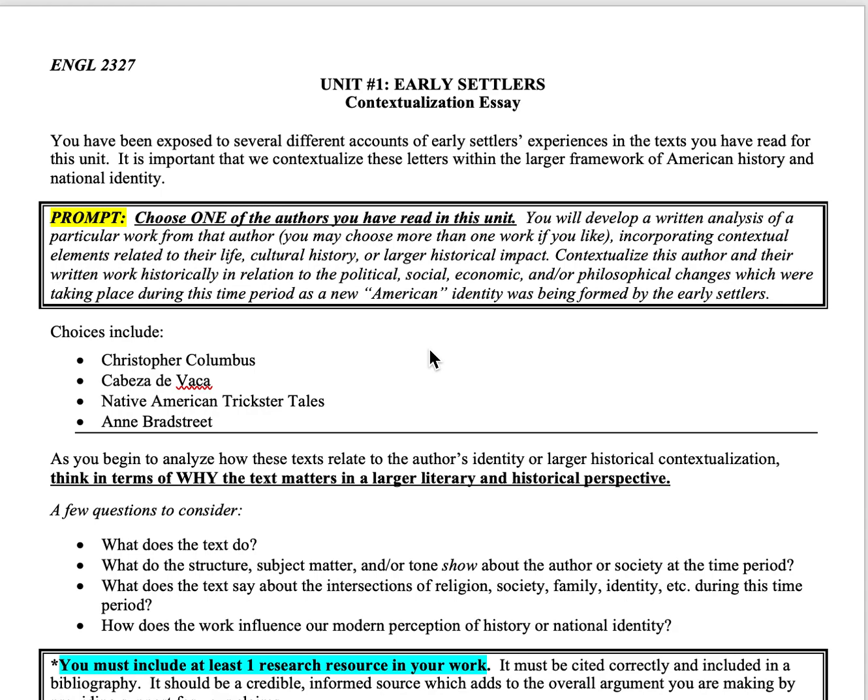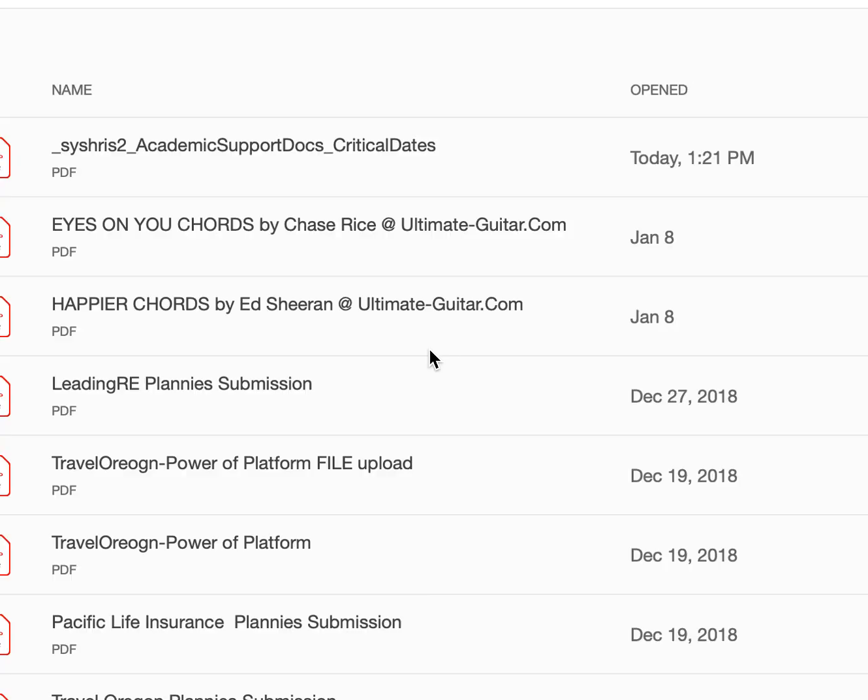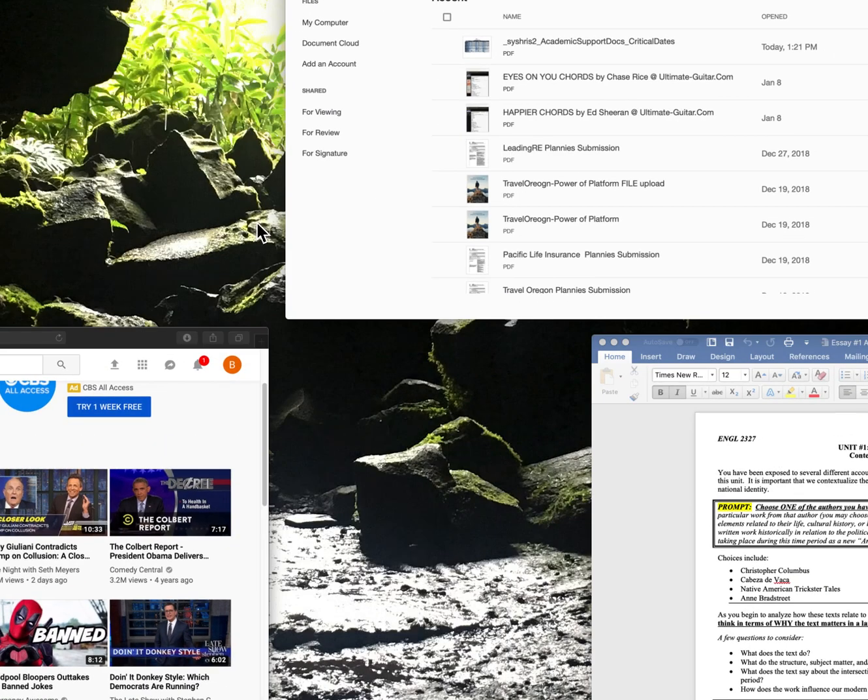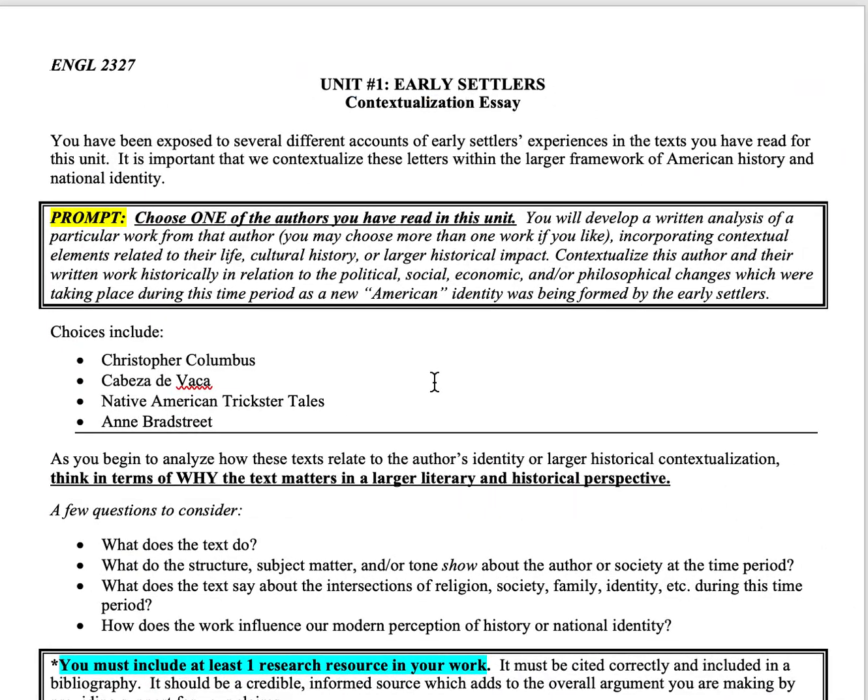I want you to choose one of the authors that we read in this unit, and you're going to write a written analysis of a work from that author that we read in this class. So if it's a letter and there's something like Columbus or De Vaca where you read two different letters, you could choose one letter or you could choose both, but I want you to choose one single author. I don't want you to compare between authors.